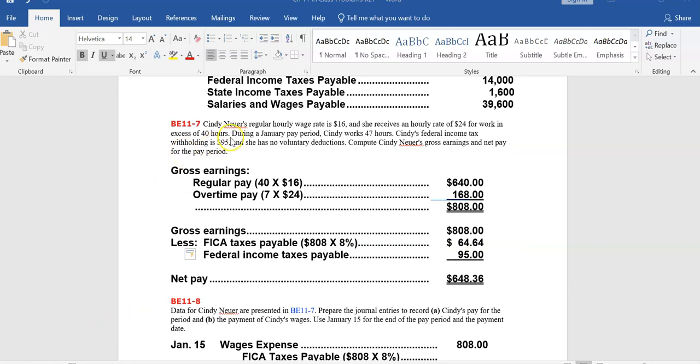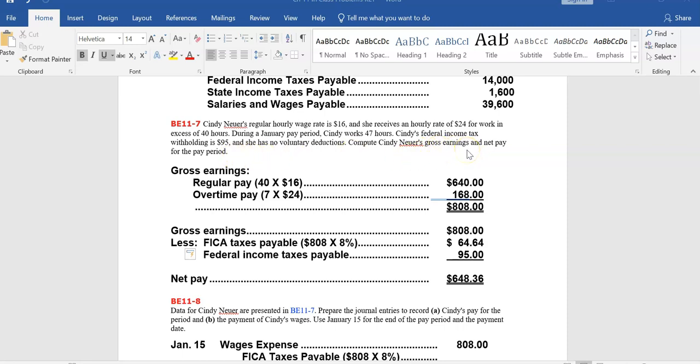All right, look at this example that is one particular employee, Cindy. Her regular hourly wage rate is $16. She receives an hourly rate of $24 for work in excess of 40 hours. During one January pay period, Cindy worked 47 hours. Any hours worked over 40 is considered overtime. Cindy's federal income tax withholding is $95. She has no voluntary deductions. We will compute her gross earnings and her net pay.